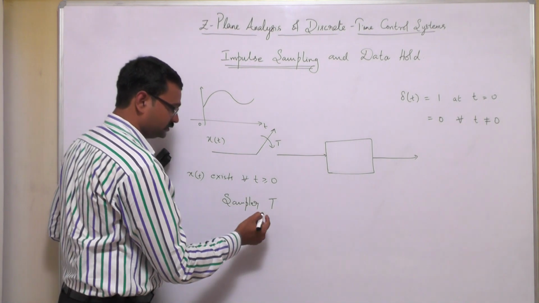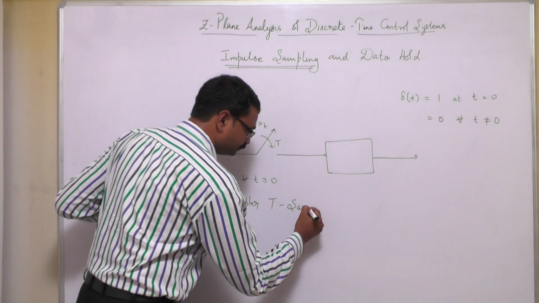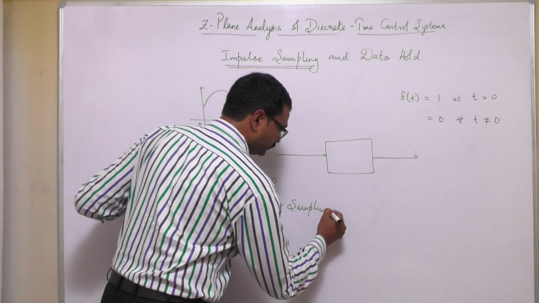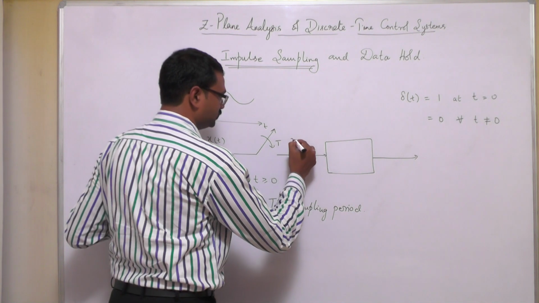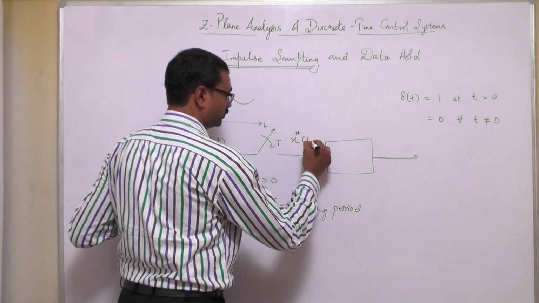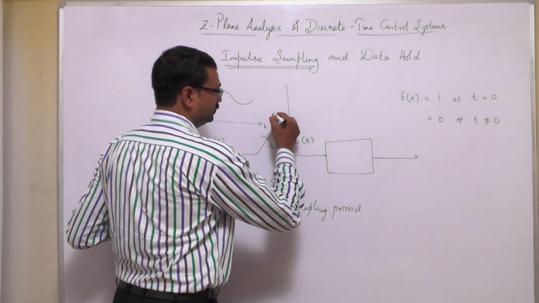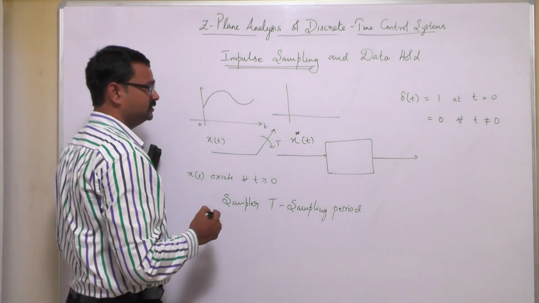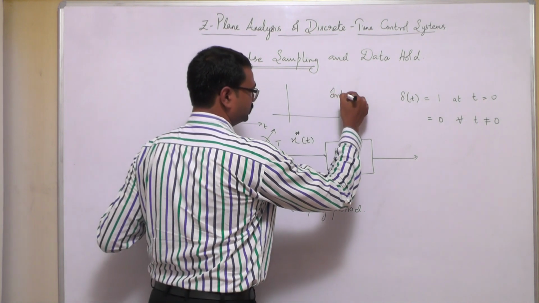Therefore, this is a sampler with sampling period T. This is the sampling period T. Therefore, as the result of this, you will get x star of t. It means that this x star of t is an impulse signal.